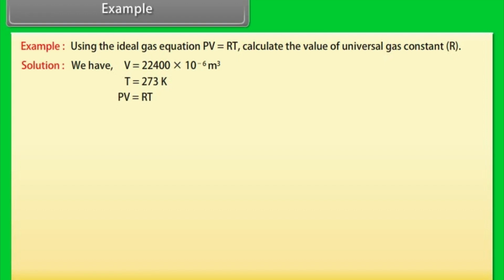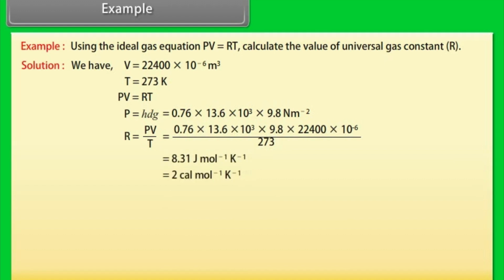PV is equal to RT. P is equal to hρg. Now, we calculate the value of R by putting the values. R is equal to PV by T is equal to 2 calorie per mole per Kelvin.